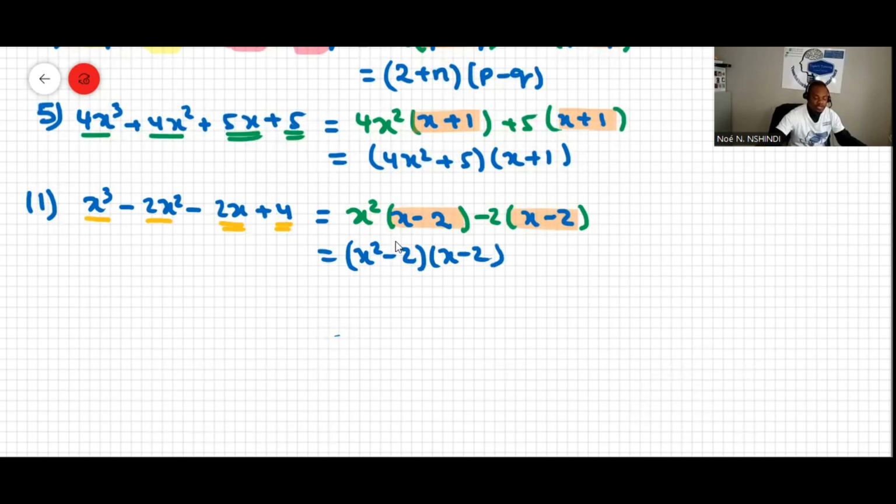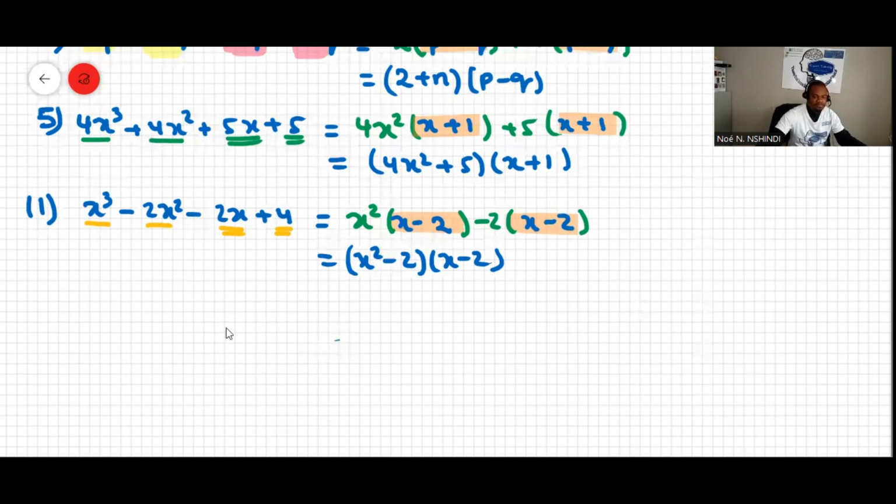Now over here, we cannot continue because 2 is not a square number. It's double of 1, but it's not a square number. So we stop there.